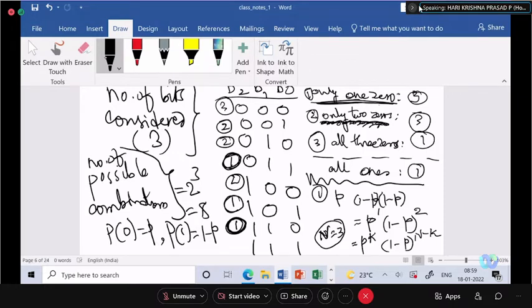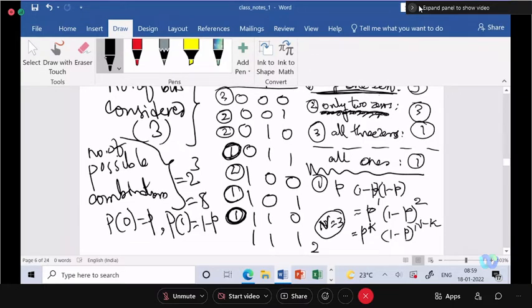Okay, let me scroll it up. Only 2 zeros. How do I represent the probability of that sequence? Only 2 zeros, so the third trial I should get 1. That is indicated by p squared times 1 minus p. When I consider the third case, all 3 zeros, that means p raised to power 3, and 1 minus p is raised to power 0 because n minus k is 0. I hope the concept is fine.